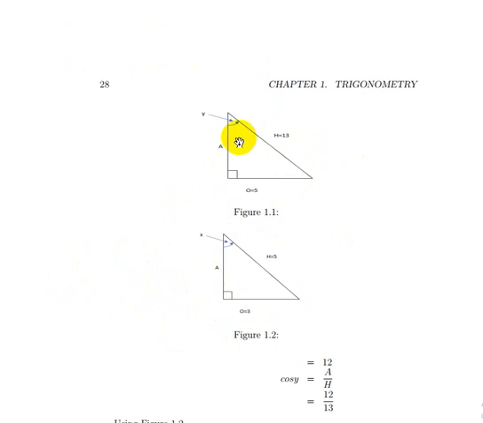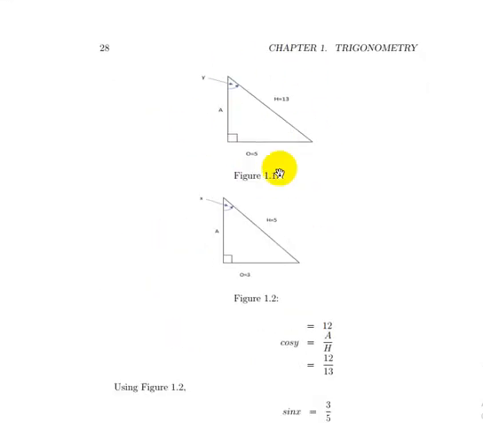So we come here now. So we say that this is figure 1.1. Let's say that this is y. So for y, we know that sine of y is 5 over 13. That's what we know. By convention, sine has the numerator as being the opposite and the denominator as being the hypotenuse.